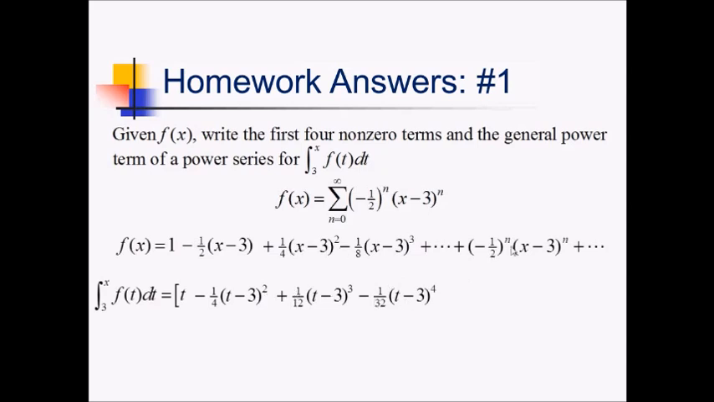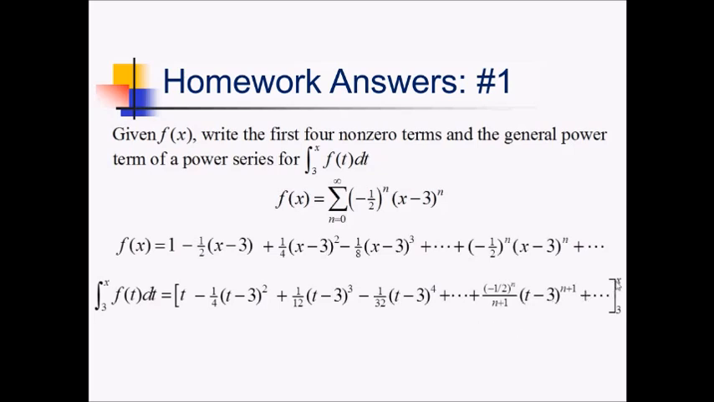For this next one, we're dividing by n plus 1. So I have negative 1/2 to the n over n plus 1 times (t minus 3). I remembered this time, (t minus 3) to the n plus 1. And then we have all of this stuff being evaluated from 3 to x.